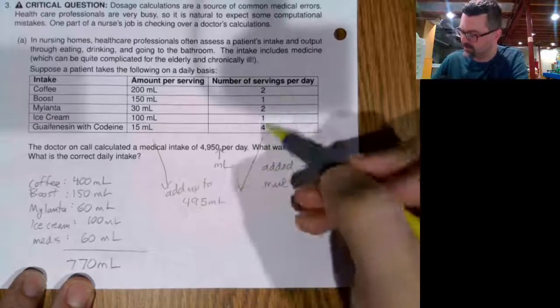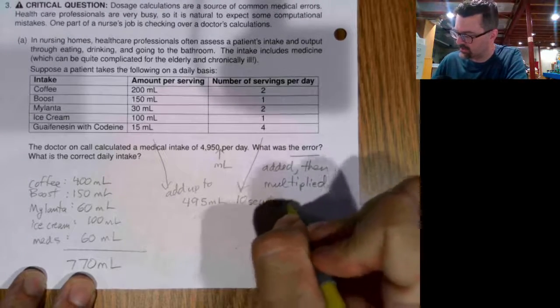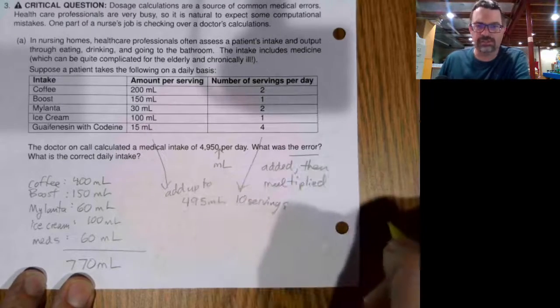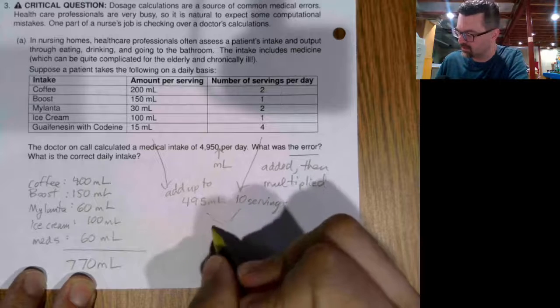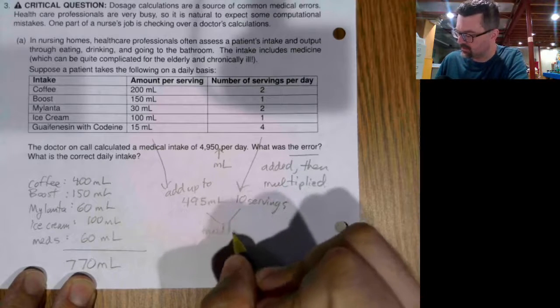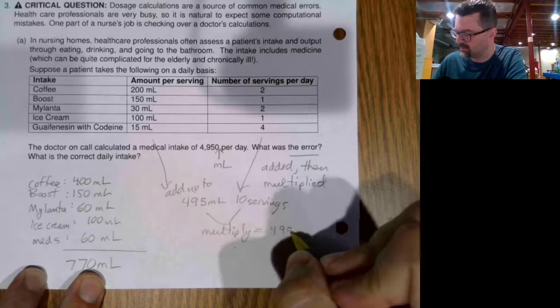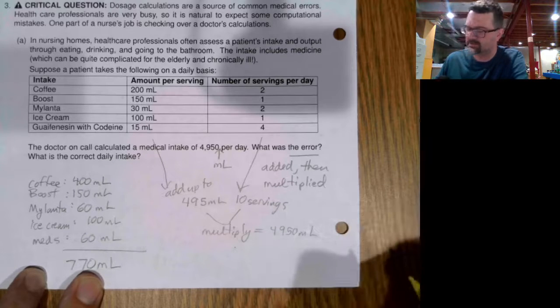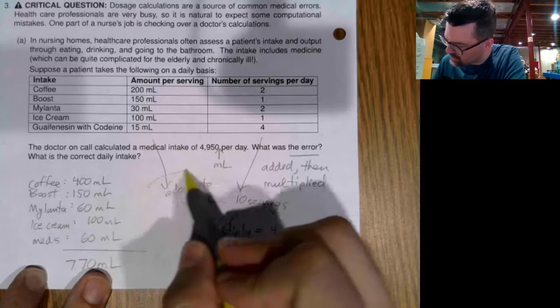What about these guys? Well, if you add up those numbers, you get 10 servings. But that just overcounts everything. That's like saying you got 10 servings of all of these. All right? Multiply, and you get 4,950 milliliters.